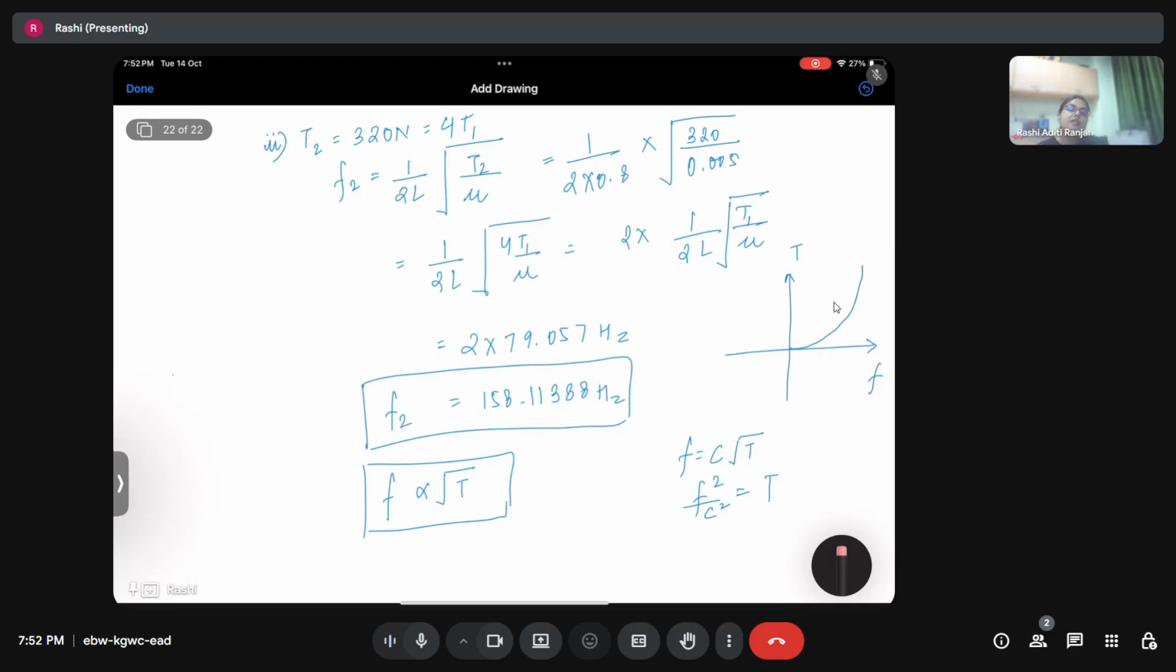Okay, so as the tension increases, what is going to happen? The frequency is going to increase, but it is not going to increase linearly. It is going to increase with a square function. So it will be something like this, like a parabola kind of thing. And this is how it is going to change. So basically, if I want to increase the frequency of my string, I would introduce a tension like that.